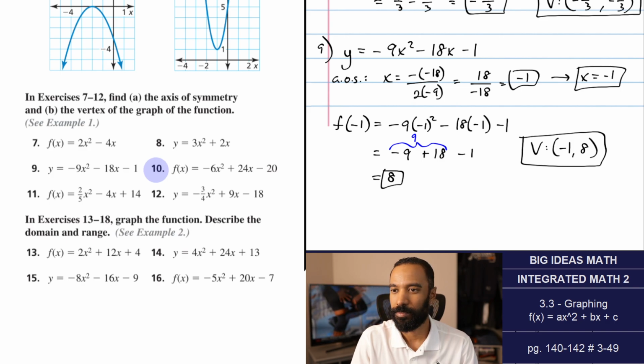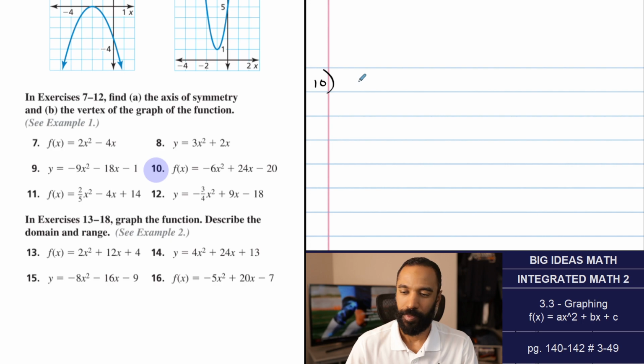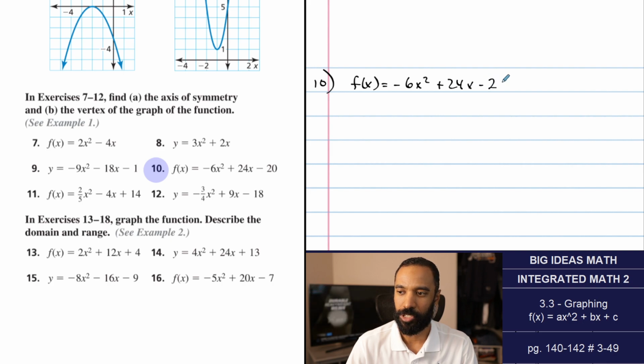All right, number 10. f of x equals negative 6x squared plus 24x minus 20. Okay. Yeah, it doesn't look like we're probably doing a lot of graphs. Maybe that's what'll go a little faster here. But we're doing this whole negative b over 2a bit each time.